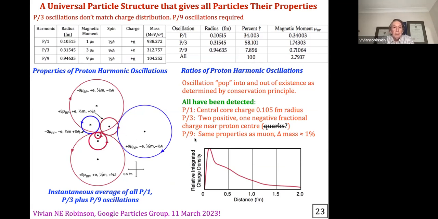And the P/9, as I'll show you later on, has almost exactly the same properties as a muon. The only difference is that in the proton, it's bound, so its mass is just a little bit less than when it's free.